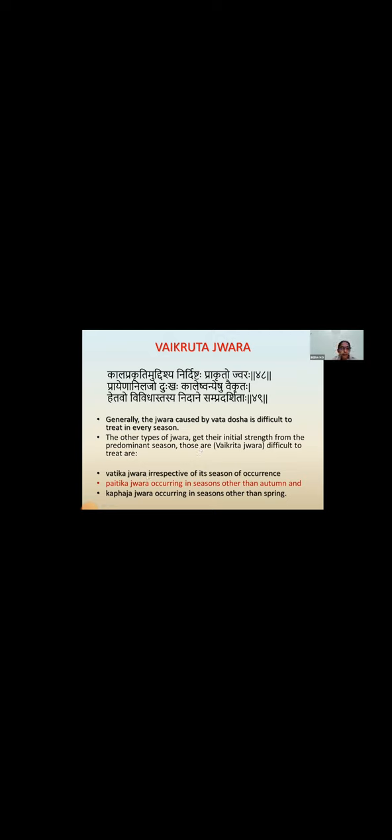So here Vatika Jwara, irrespective of its season, its occurrence is Vaikruta, as well as Paitika Jwara occurring in any other season. Once again, it is not good. We call it a Vaikruta Jwara, as well as the Kaphaja Jwara occurring in other than the Vasanta Rutu is also a Vaikruta Jwara.